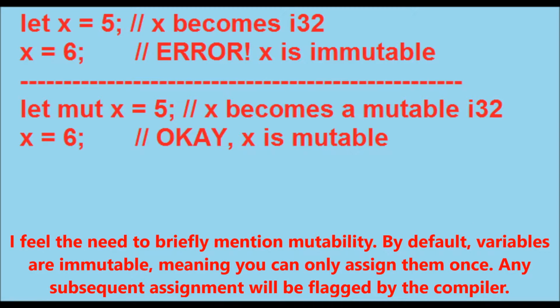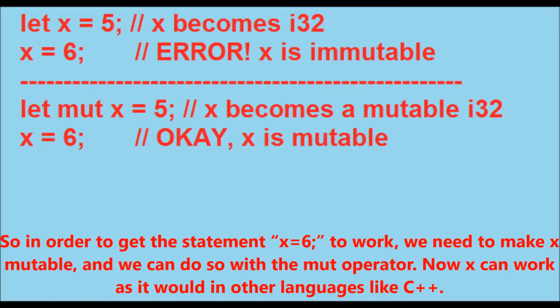I feel the need to briefly mention mutability. By default, variables are immutable, meaning you can only assign them once. Any subsequent assignment will be flagged by the compiler. So in order to get the statement x equals 6 to work, we need to make x mutable, and we can do so with the mut operator. Now x can work as it would in other languages like C++.